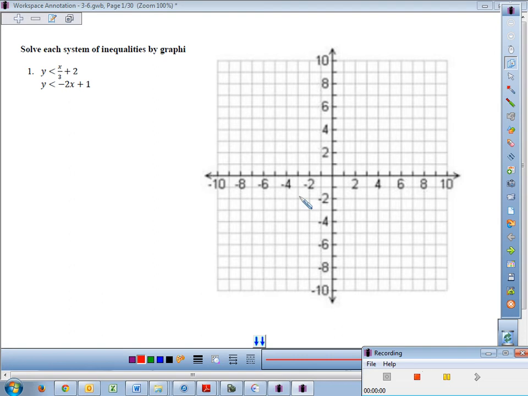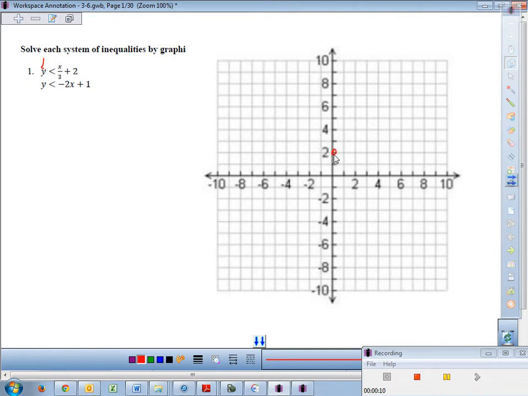Solve linear inequalities by graphing. We want them to be in slope-intercept form first before we graph them, so y's got to be all by itself. Number one, real nice, y's all by itself. It's in slope-intercept form. What's the y-intercept? 2. So we start at 2.